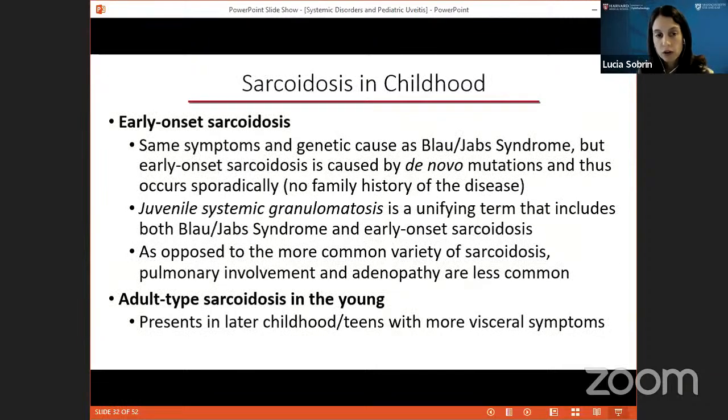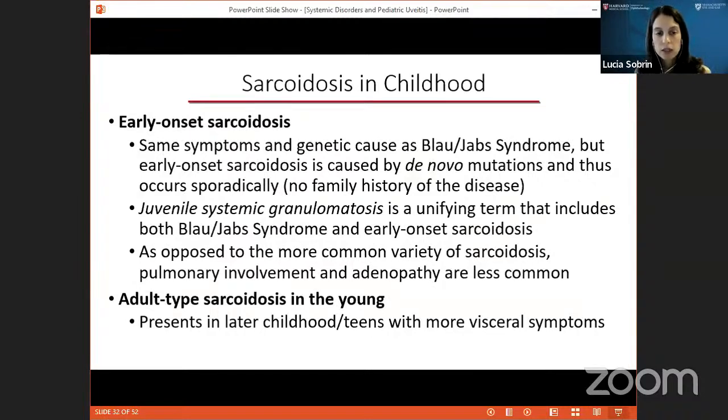In a segue to sarcoidosis, it's important to know that this entity that you may see in the literature called early onset sarcoidosis has the same symptoms and actually the same genetic cause as Blau-JABs. But early onset sarcoidosis is caused by de novo mutations and occurs sporadically, i.e. the patient has no family history of the disease. That is the distinguishing feature. And there is now a term of juvenile systemic granulomatosis, which includes both Blau-JABs and early onset sarcoidosis.